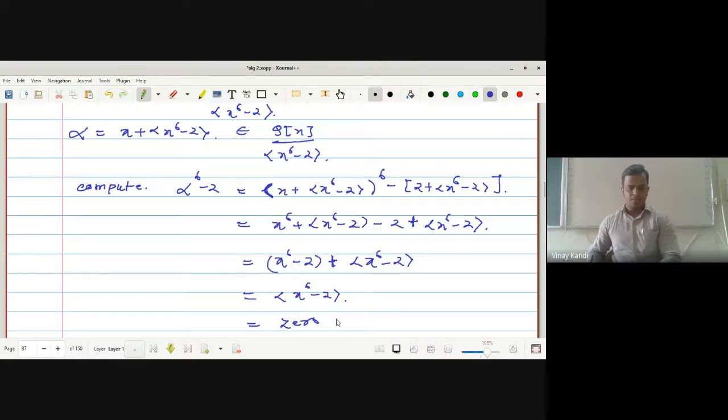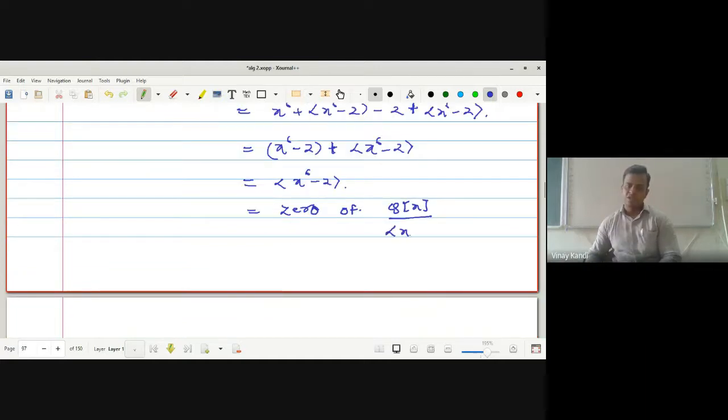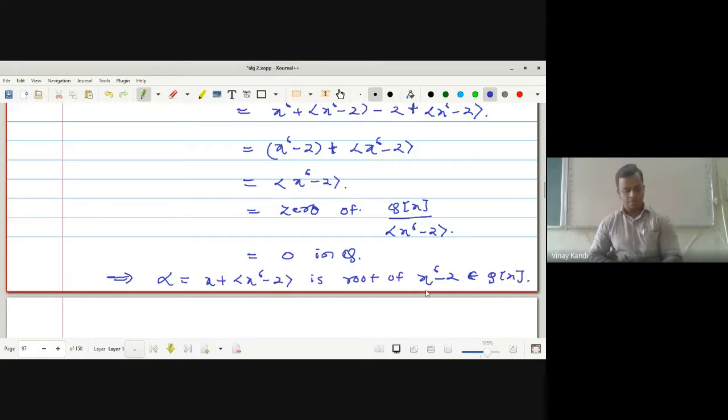This is the 0 of Q of x divided by ideal generated by x raised to 6 minus 2, which is equal to, this 0 corresponds to 0 in Q. Okay, so this implies alpha is equal to x plus ideal generated by x raised to 6 minus 2 is the root of x raised to 6 minus 2 in Q of x. Okay, any doubt up to here? No, sir.